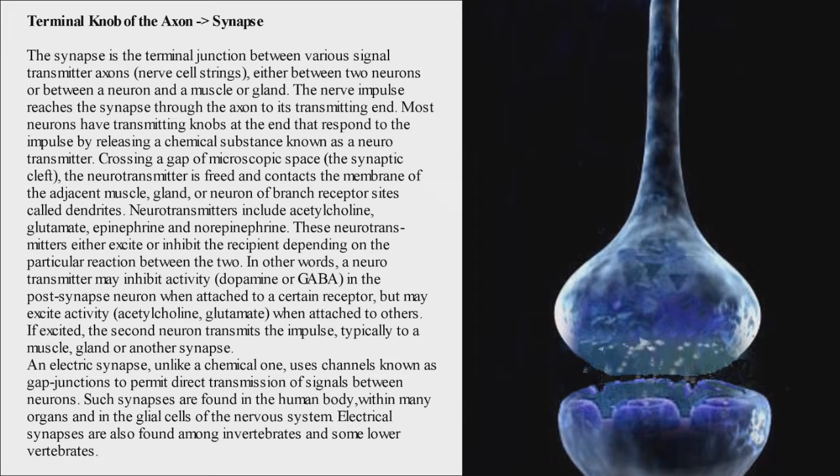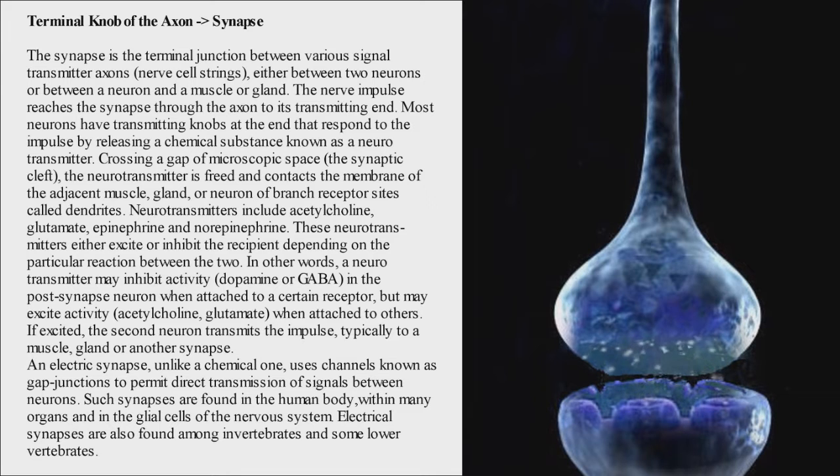Neurotransmitters include acetylcholine, glutamate, epinephrine, and norepinephrine. These neurotransmitters either excite or inhibit the recipient, depending on the particular reaction between the two. In other words, a neurotransmitter may inhibit activity, i.e. dopamine or GABA, in the postsynapse neuron when attached to a certain receptor, but may excite activity, i.e. acetylcholine, glutamate, when attached to others. If excited, the second neuron transmits the impulse typically to a muscle, gland, or another synapse.